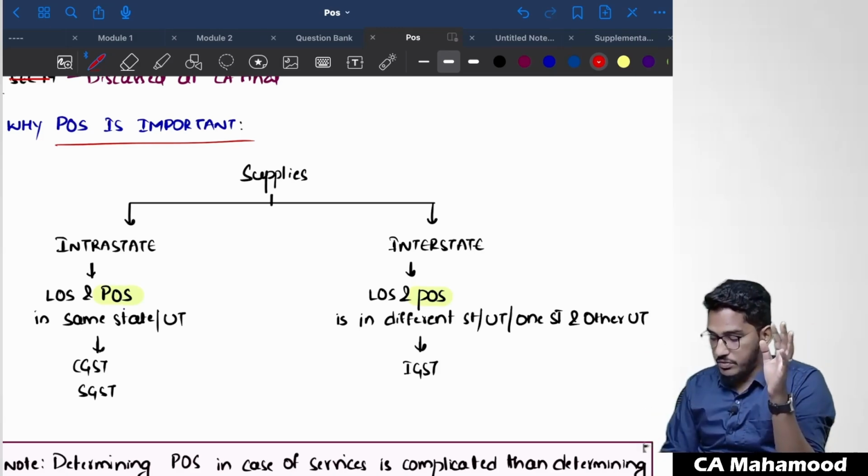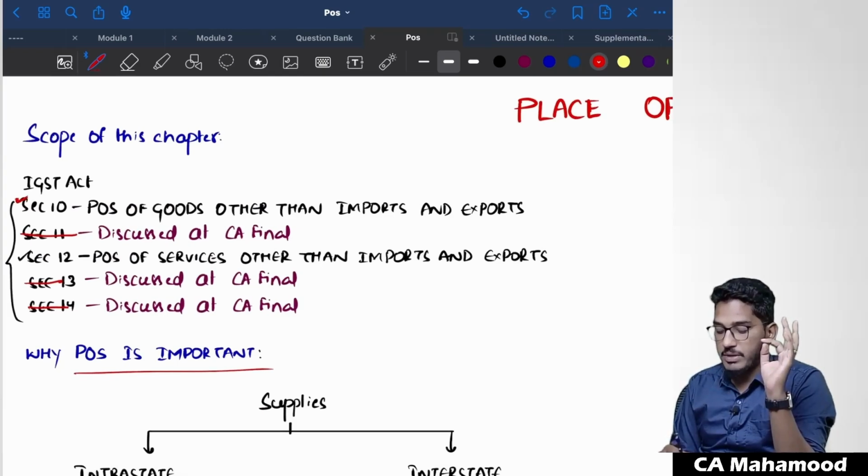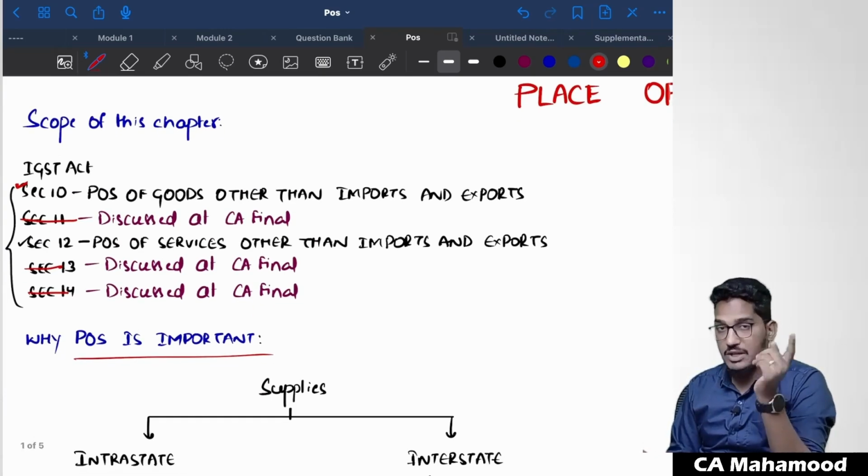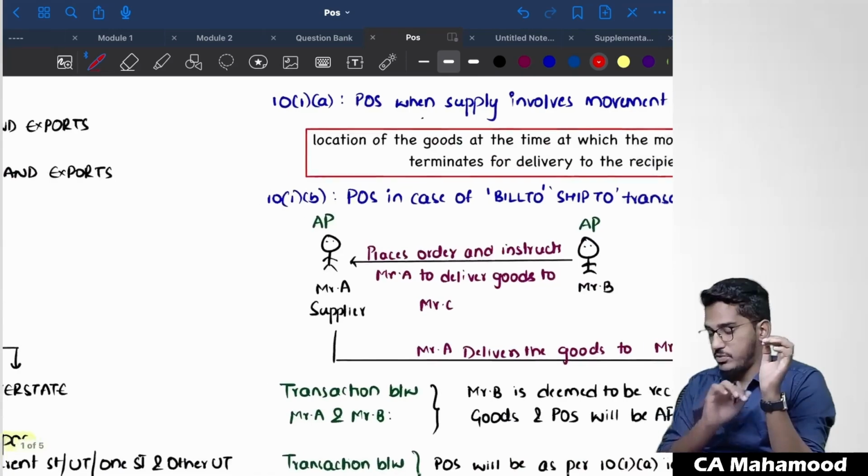So now what should we do? First we will discuss how to determine place of supply in case of goods, other than imports and exports, and that is discussed by section 10. So section 10 talks about how to determine place of supply in case of goods other than imports and exports.